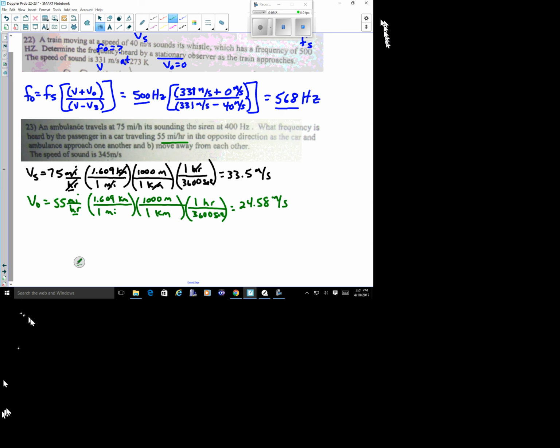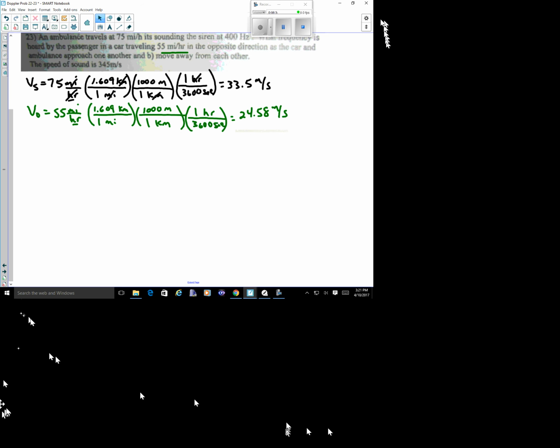Now, I'm getting a little bit more room here by hitting the extend button. So I'm going to use my Doppler Effect formula. Same one we used before. The frequency of the observer equals the frequency of the source. Put your brackets in. We're going to have the velocity of the sound wave plus the velocity of the observer all over the velocity of the sound wave minus the velocity of the source. So the positives on top and the negatives on the bottom.